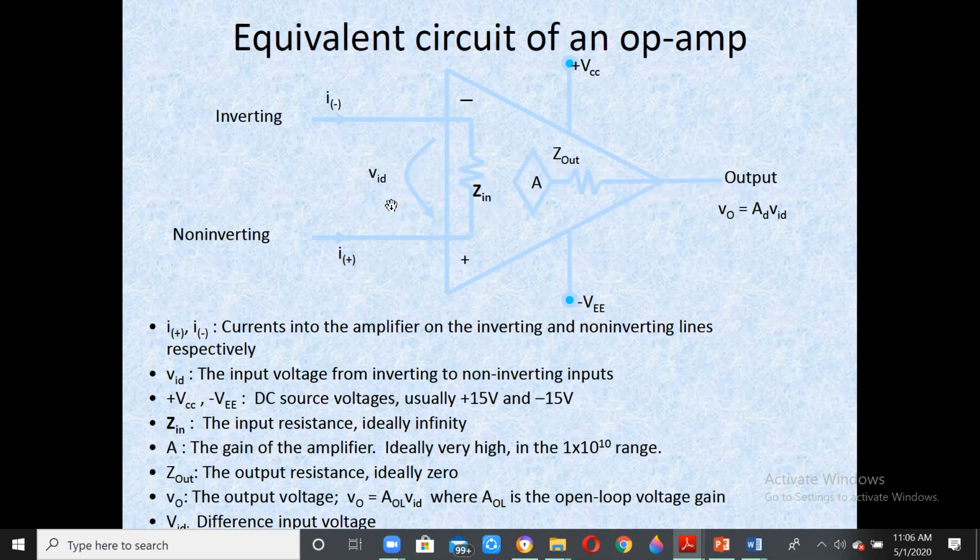Now, if in place of 0.1 microvolt this becomes 1 microvolt, and this is 10 to the power of 6, I'll get 1 volt. If this value is 10 microvolts, and A is 10 to the power of 6, I'll get 10 volts. But when this goes above 10 microvolts, say 20 microvolts, then A multiplied by that will give you 20 volts, but 20 volts cannot come here.